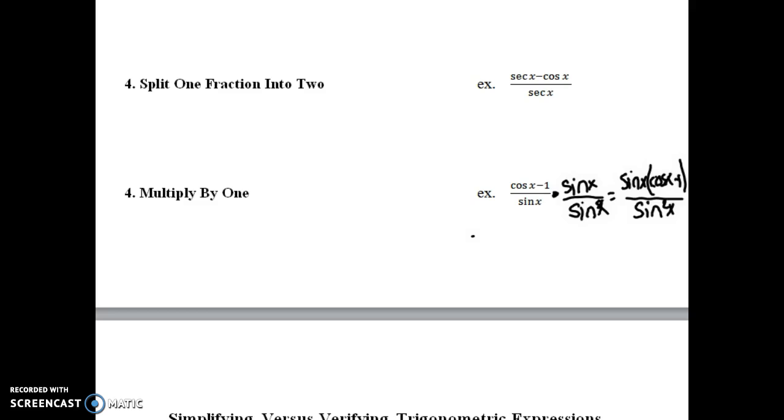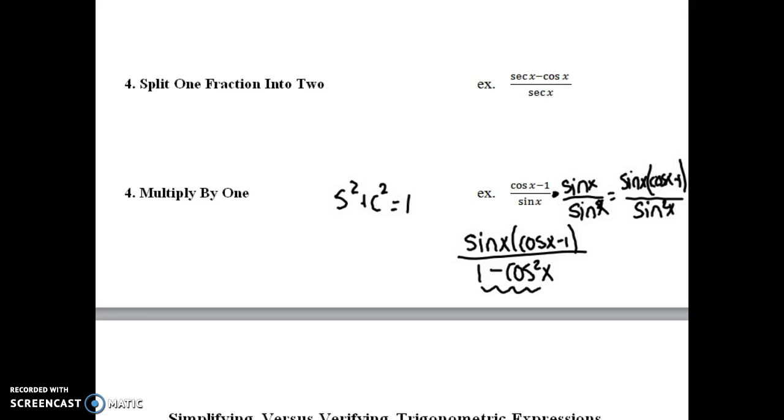I am now going to take this sine squared x and use the Pythagorean identity. Sine squared plus cosine squared equals 1. So therefore, sine squared equals 1 minus cosine squared. So my numerator is sine x times cosine x minus 1 over 1 minus cosine squared x. Why do I care? Because this now looks like it's factorable. So my numerator is going to remain the same. And my denominator becomes 1 minus cosine x, 1 plus cosine x.